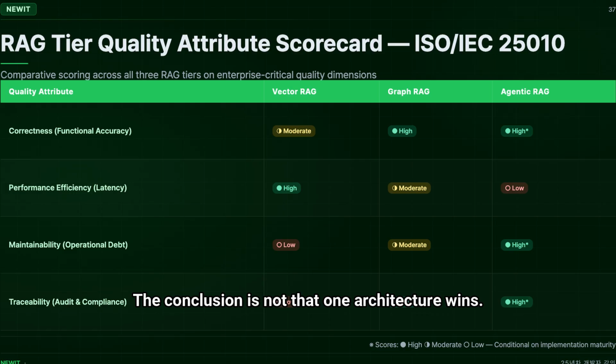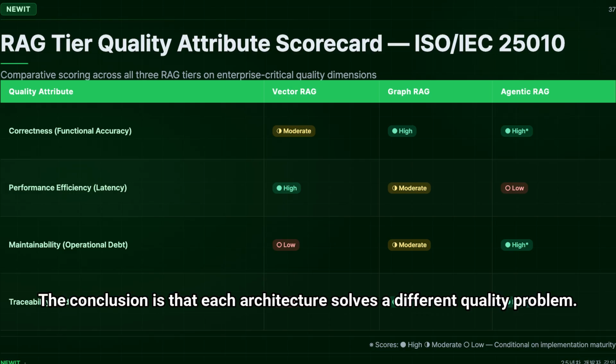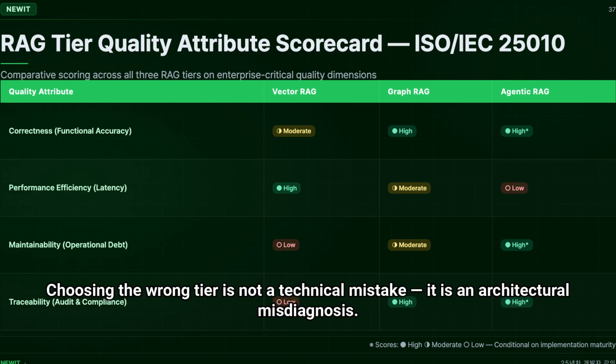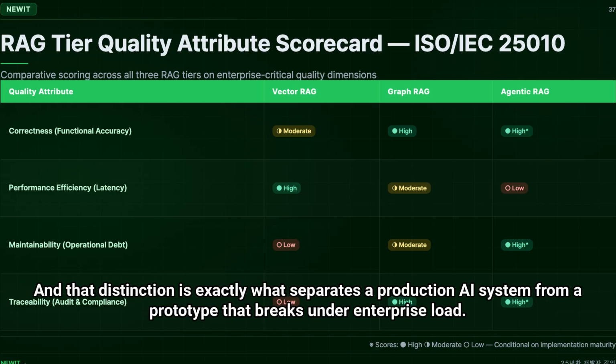The conclusion is not that one architecture wins. The conclusion is that each architecture solves a different quality problem. Choosing the wrong tier is not a technical mistake, it is an architectural misdiagnosis. And that distinction is exactly what separates a production AI system from a prototype that breaks under enterprise load.